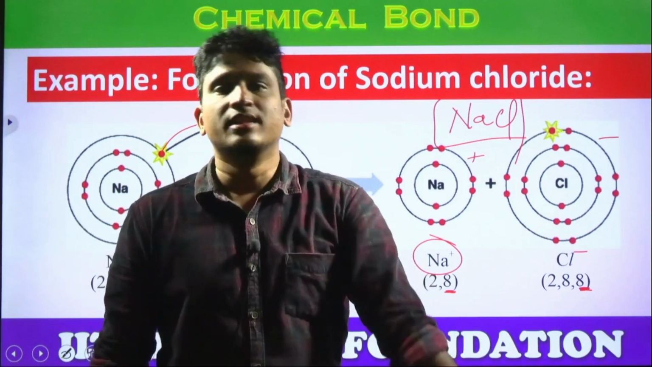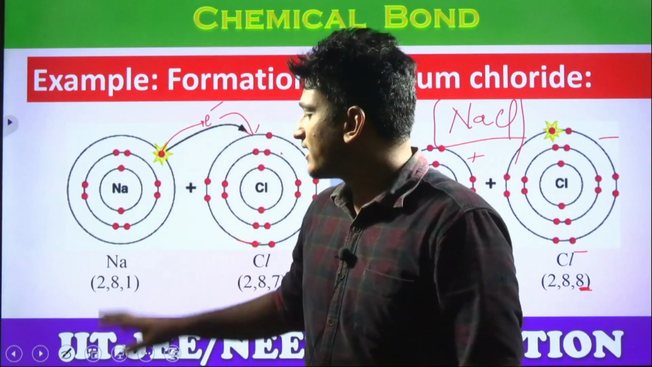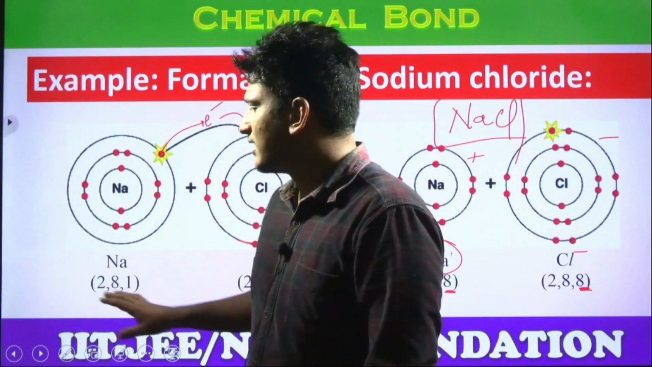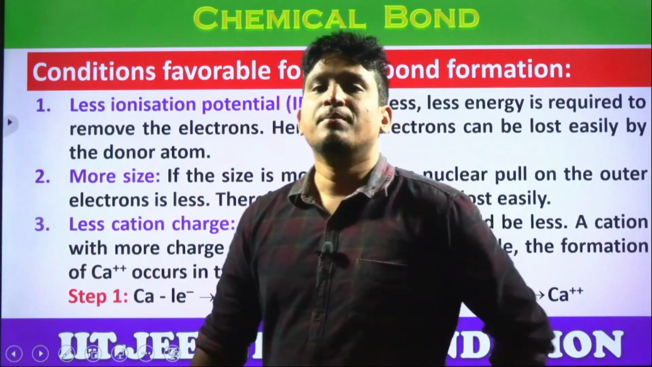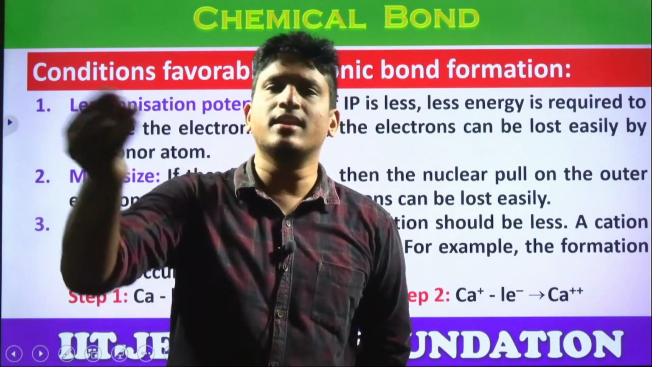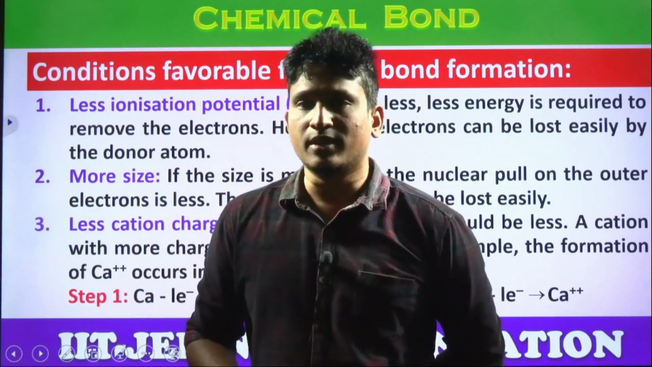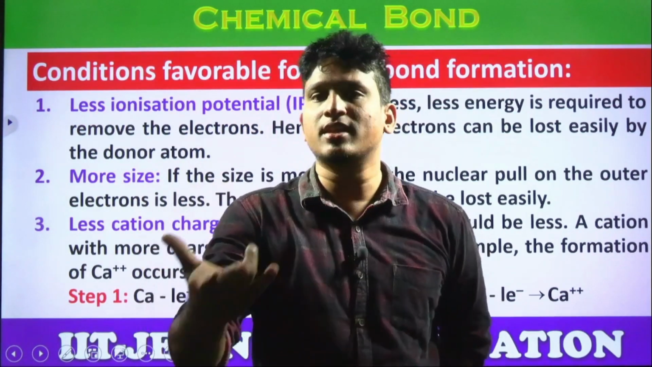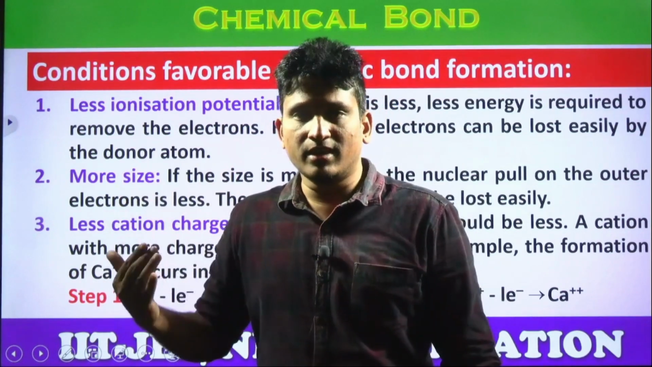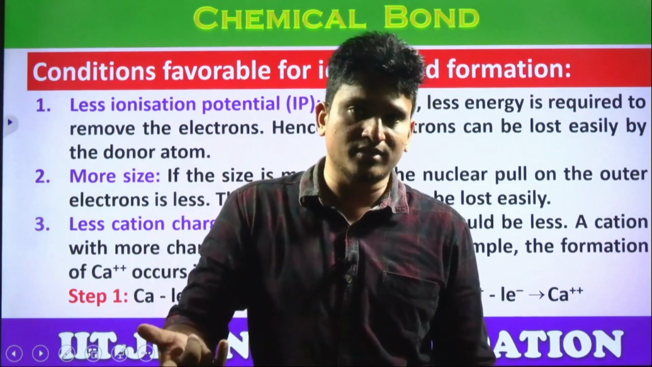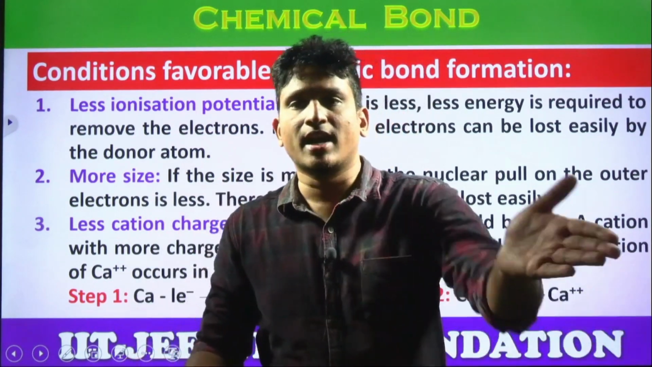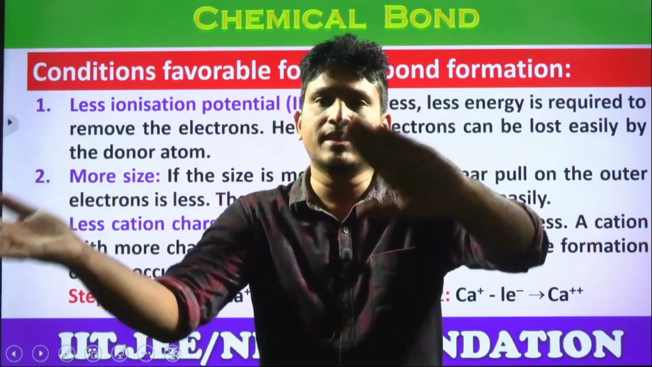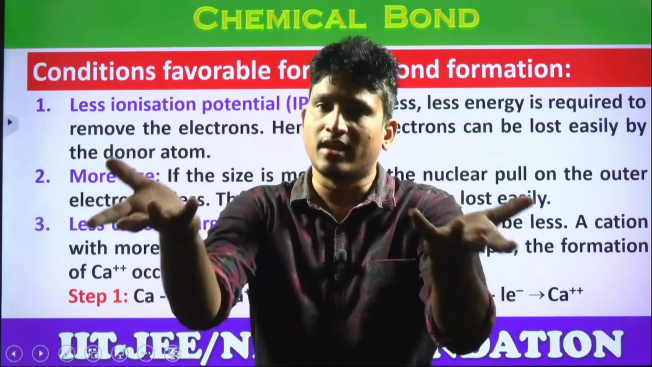So this ionic bonding is expected between which type of elements in the periodic table, students? Between electropositive element and electronegative element. What is the nature of an electropositive element? It shows a tendency to lose electrons. What is the nature of an electronegative element? It shows the tendency to gain electrons, yes or no? So losing electron, cation; gaining electron, anion. Between cation and anion, the attraction, that is ionic bonding.